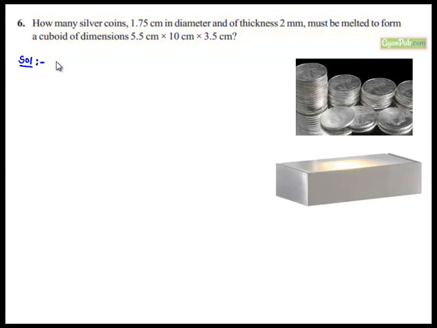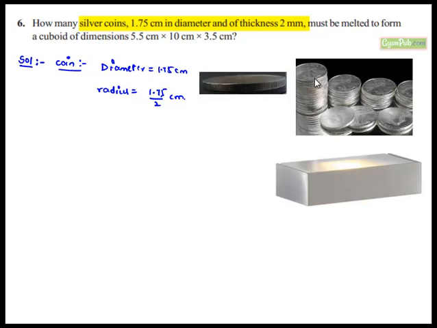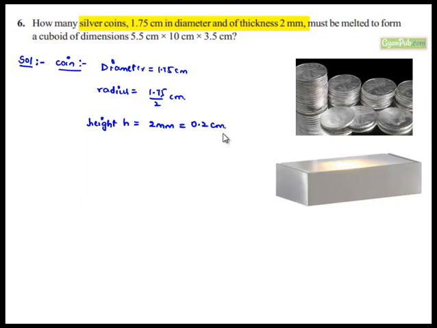So here initially he gave the dimensions of the coin, that is diameter is equal to 1.75 centimeters, which implies radius is half of diameter, that is 1.75 by 2 centimeter. Now he has also given the thickness. So here the coin, if we consider, is in the form of a right circular cylinder with very little height. Therefore here instead of thickness we can take the height of the coin, that is h is equal to 2 mm, which can be converted to centimeters, giving 0.2 centimeters, as 1 mm is equal to 1/10 of a centimeter.